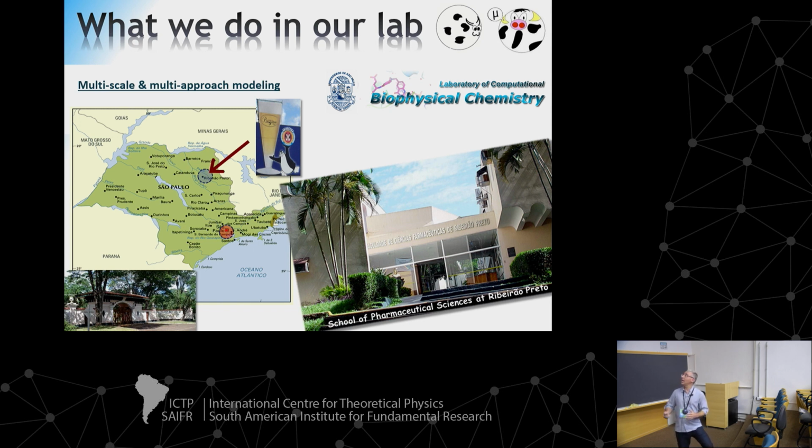But what we do in our lab essentially is multi-scale and multi-approach modeling. In short, we apply what we more often learn in a physics degree course, how to take a very complex system and make a simplified model of it. This is what we usually call the spherical cow approximation. That's essentially what we do. But of course, we try to make models that we can solve in the computer.